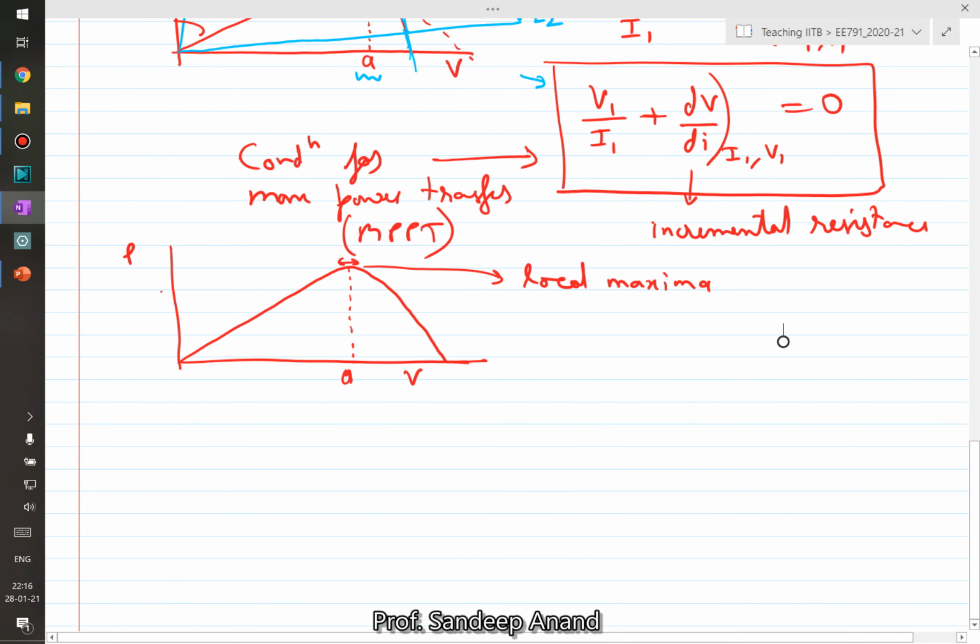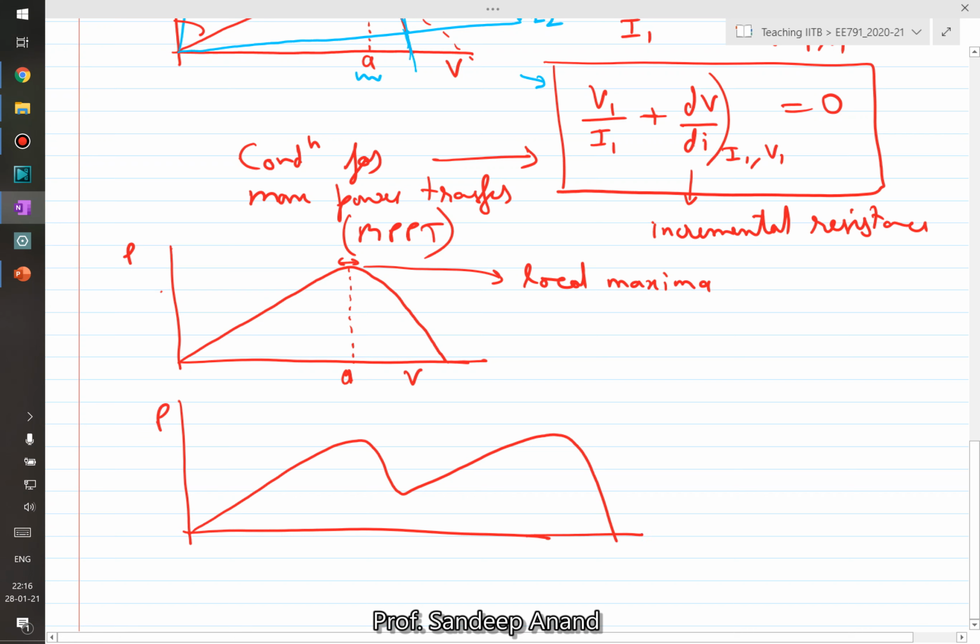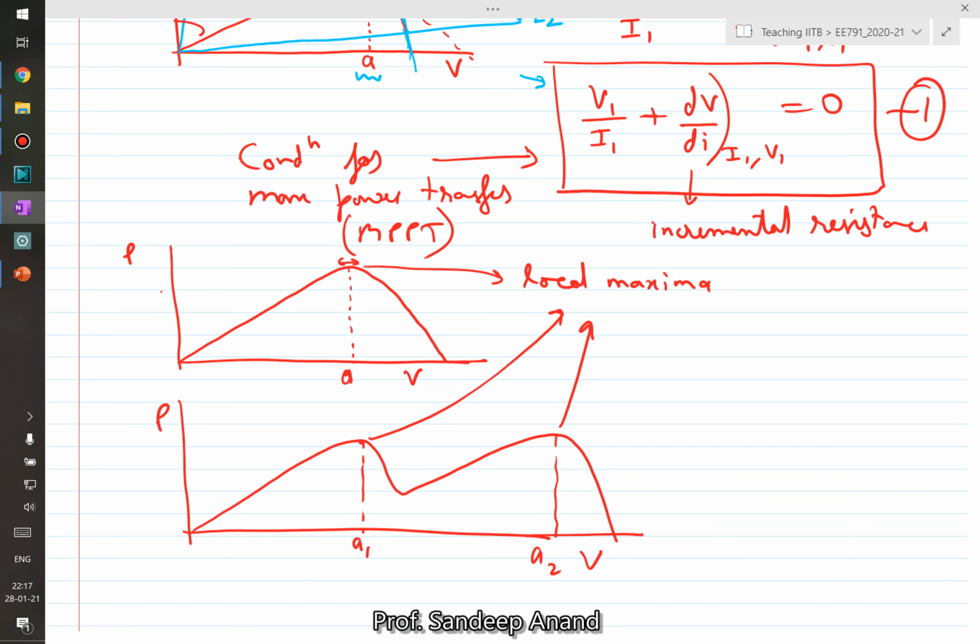If you remember, we discussed partial shading, where you may have a P versus V graph something like this. Wherein there would be a point, let me call it A1, which is a local maxima, as well as a point A2, which is also a local maxima. If you see this condition, let me call it condition number 1, it gets satisfied for both A1 and A2. That means they are local maxima. But then we have to do something additional to narrow down which of A1 and A2 is actually the global maxima.